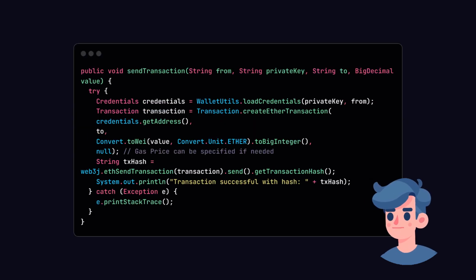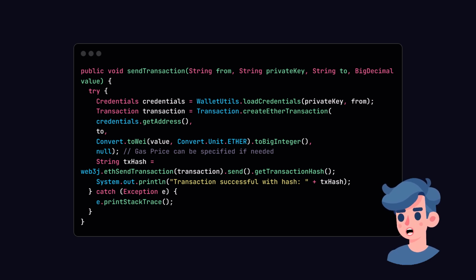In the constructor, we configure Web3j to connect to the Ethereum network via Infura. You need to sign up at infura.io to get your API key. Now, let's add a method to create and send a transaction.